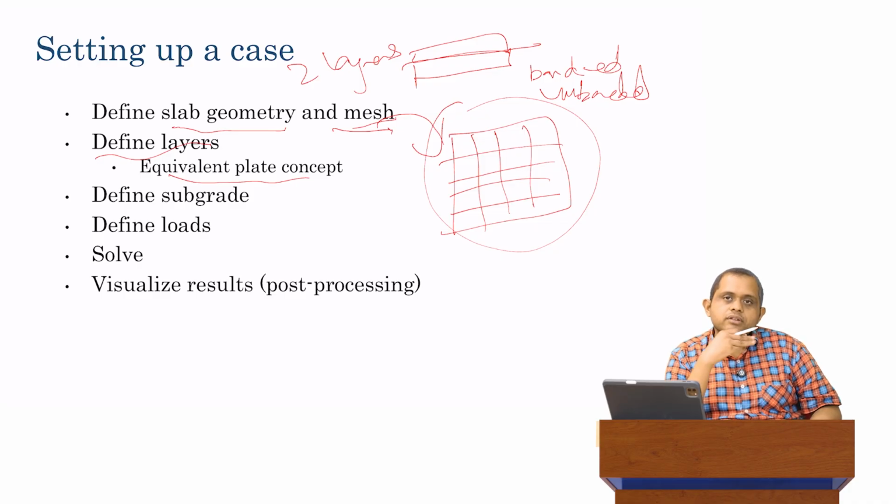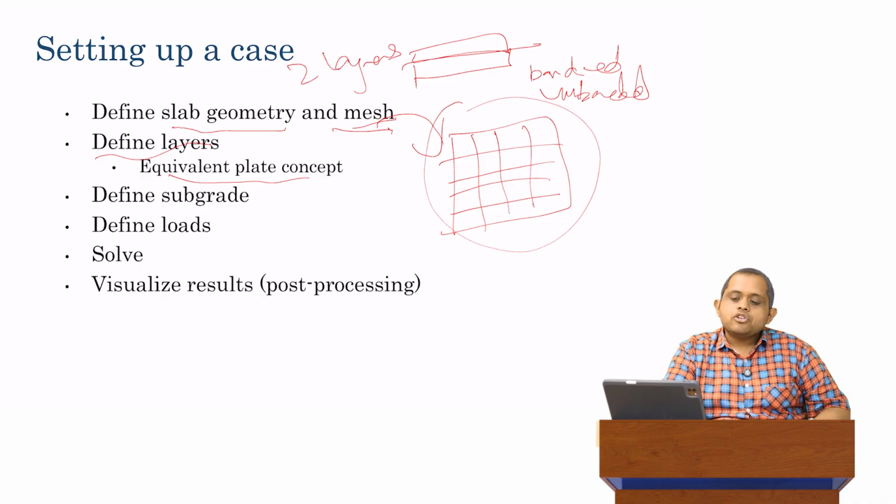PITSLAB, which I talked about recently, which is the more modern program, can actually do any number of layers. So it has no limitation on 2 layers. It can do any number and any combination of layers, bonded, unbonded, etc., any combination of interfaces. So once the layers are defined, an equivalent plate concept will automatically be used by the software to solve it. So you don't have to do anything for that.